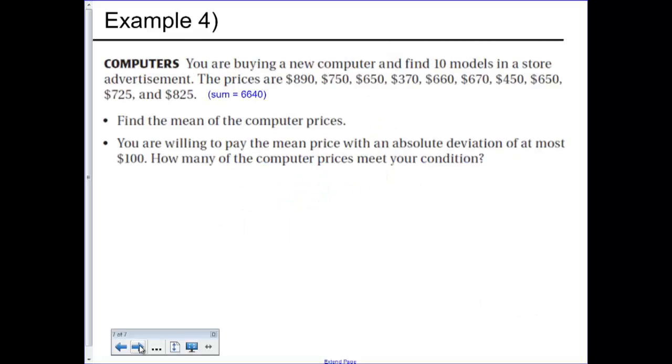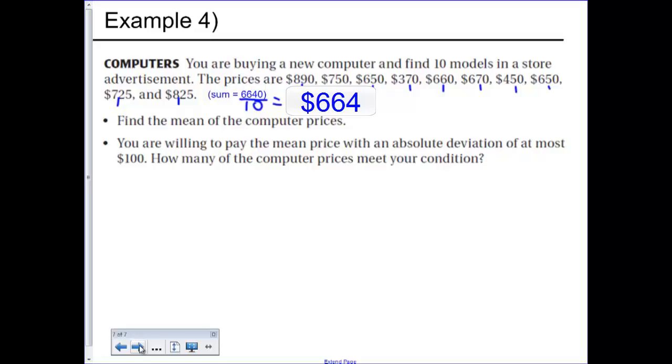Example number 4, you're buying a new computer and find 10 models in a store advertisement. The prices are listed as follows. We have a sum there. There must be a reason for that. We want to find the mean of the computer prices. Mean is the average. All right, so we got the sum already on there, so we're going to have to divide that by the number of prices. We've got 1, 2, 3, 4, 5, 6, 7, 8, 9, 10 numbers, 10 prices. So 6640 divided by 10 should give us $640. So that would be the solution to the first part.